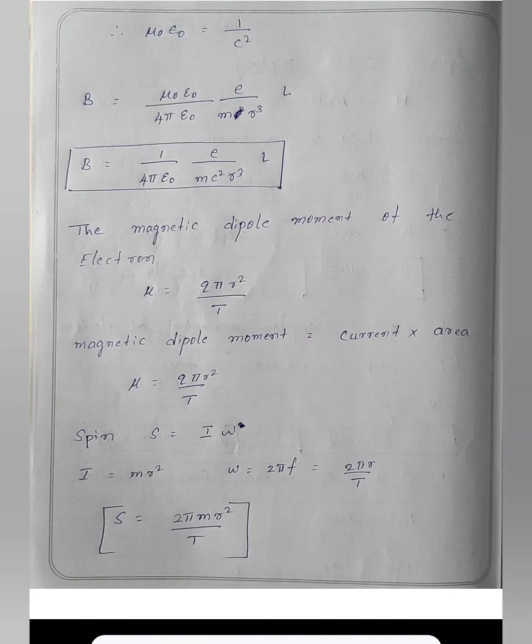Okay. Next, B is equal to 1 divided by 4 pi epsilon naught, E divided by m c square r cube, into L. So c square comes from mu naught epsilon naught. Okay. So this is the magnetic field due to the orbital angular momentum.